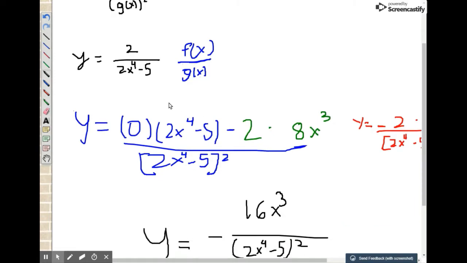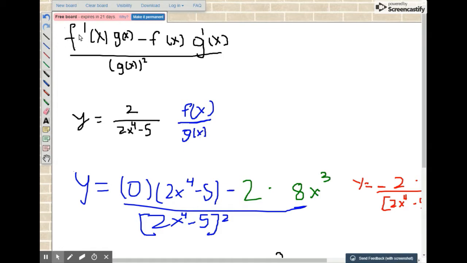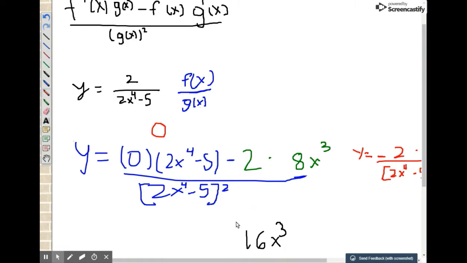And let's get to the example. As you see, the derivative of f of x, which is 2, is 0, and we multiply it by g of x, which is 2x to the 4th power minus 5, and that's just going to equal 0. Let's just put it right here, just to make sure. And then we do the second part: f of x, so we put the 2 over here, and multiply by the derivative of g of x, which is 8x to the 3rd power, which is 8x cubed, same thing.